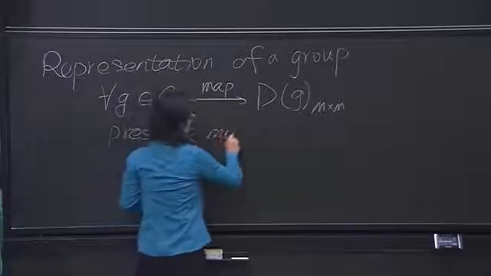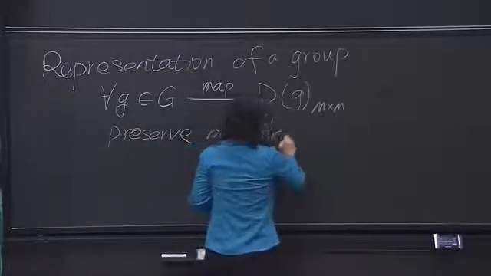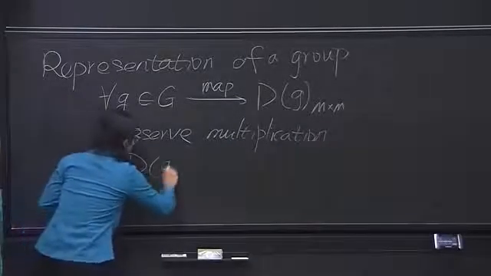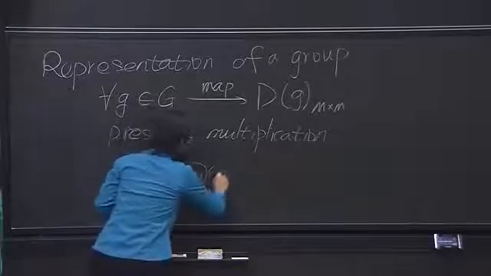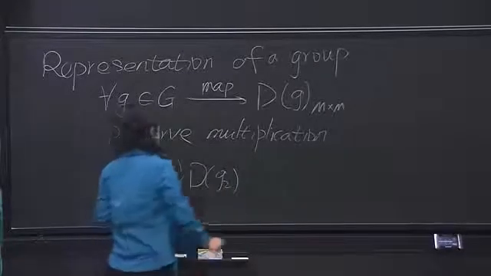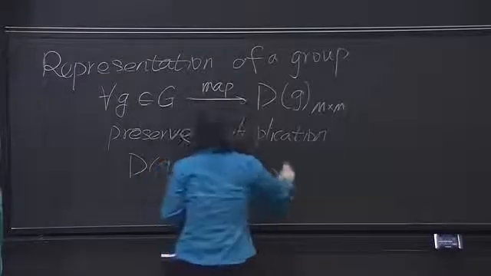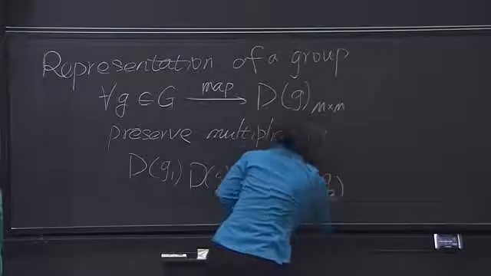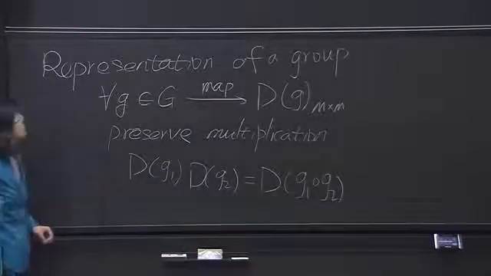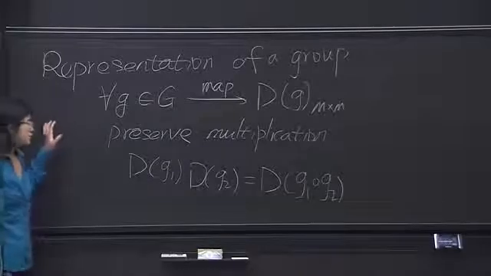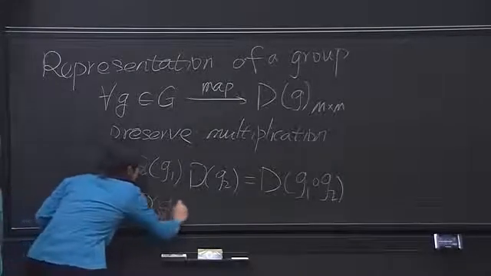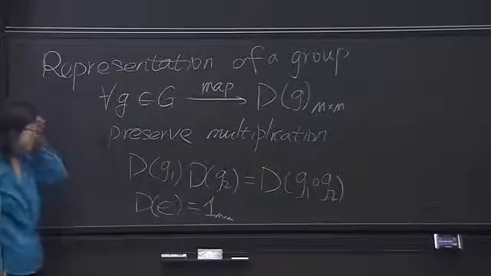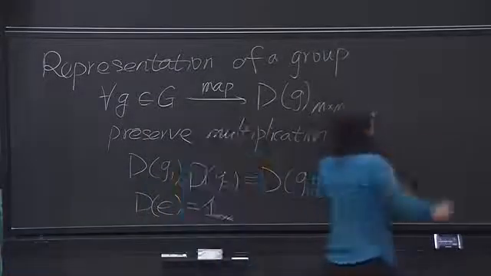So, preserve multiplication to be our matrix multiplication, which says if I have an element G1, mapped to some matrix, and an element G2, mapped to some matrix, when they multiply together, it must be the matrix that G1 times G2 maps to. So if it satisfies this, we'll call it a representation. And of course, we said that the identity E should be mapped onto the identity matrix. Okay.